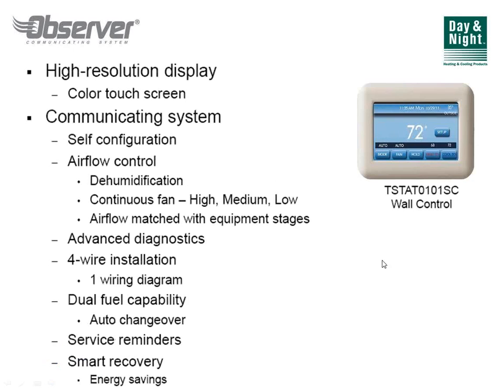All right, so first of all, let's talk a little bit about Observer, just so you know what that is before we talk about how to use it in a zoning application. First off, it's a high-resolution screen display. It's a communicating thermostat, or as the manufacturers like to call it, it's a wall control. They don't like it when we call it a thermostat. They want to separate themselves from that arena.